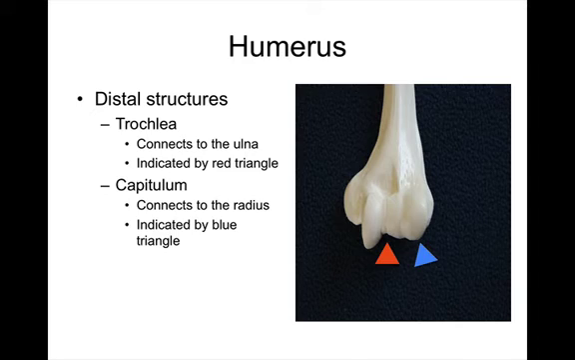The trochlea connects to the ulna, and that's indicated by the red triangle. So this is the distal part of the humerus that's always medial. And then the capitulum connects to the radius, and that's indicated by the blue triangle there. And this is the distal part of the humerus that's always located lateral. So basically, the connection of the humerus to both the radius and the ulna is forming what we know as the elbow joint.